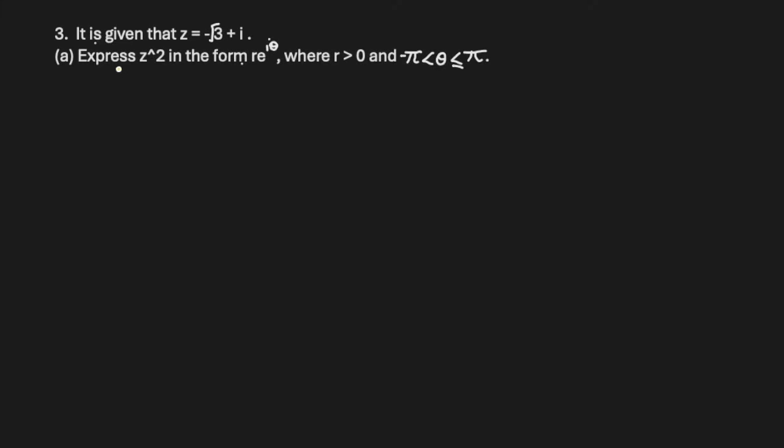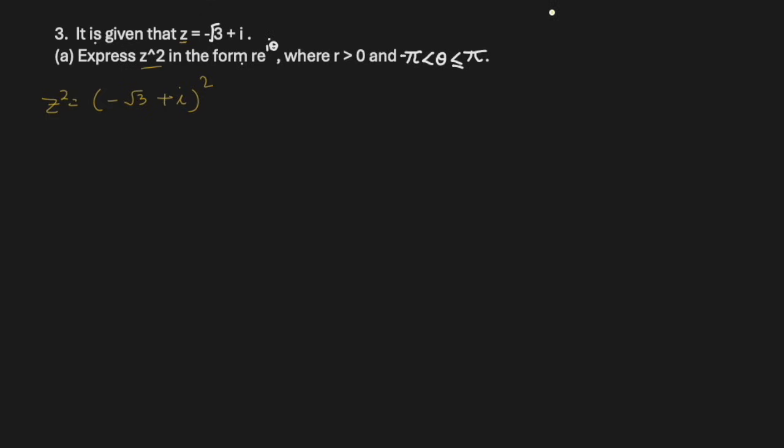Question number 3. It is given that complex number z is minus square root 3 plus i. Express its square in this form, where r is greater than 0, positive, and the angle is between minus pi and pi. Okay. So z square, that means we have to square the value of z, which is minus square root 3 plus i. This is z square.